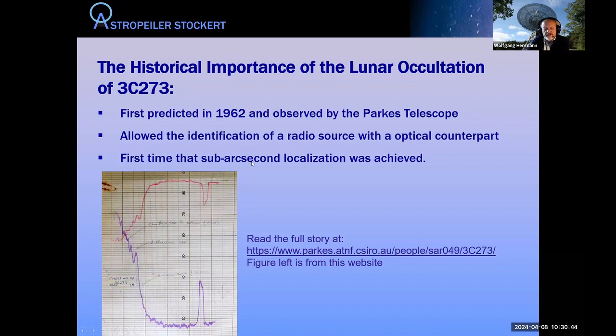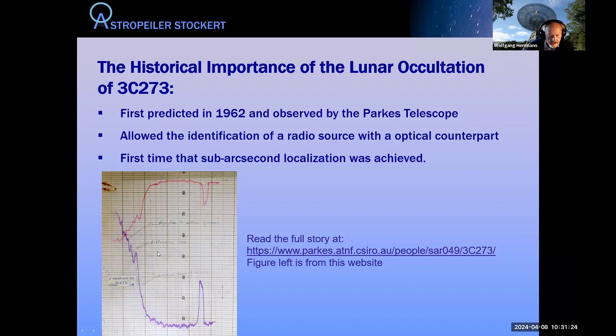But the importance of this experiment at the time was that it was the first time that a very precise localization could be achieved, because they could measure the time. When does it happen? The position of the moon was very precisely known. Now they could determine when exactly the occultation happens. And from that, they could very precisely determine the position of that radio galaxy, which at the time was called a quasar.